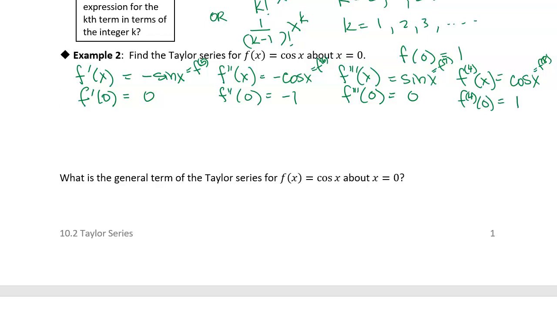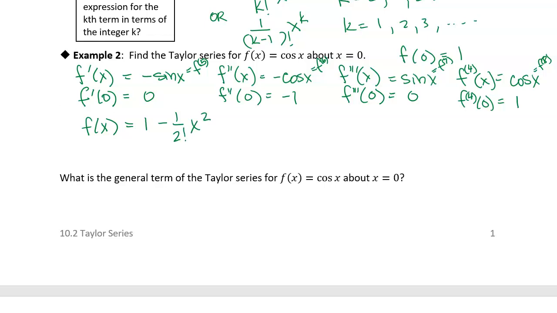So let's write our Taylor series. We got f of 0, which is 1. And then we have f prime of 0, if we just plug it into the formula, f prime of 0 is 0. So we don't have that second term. We don't have a first order term. And so now we have to go to the second order term. So the derivative is negative 1, and then that's going to be divided by 2 factorial, and then x squared.